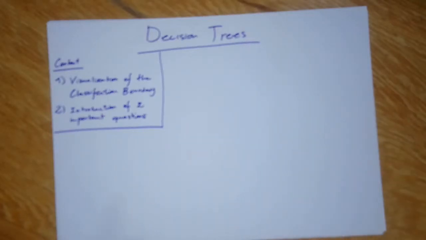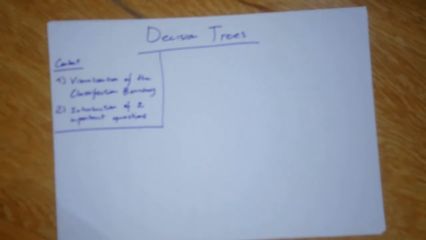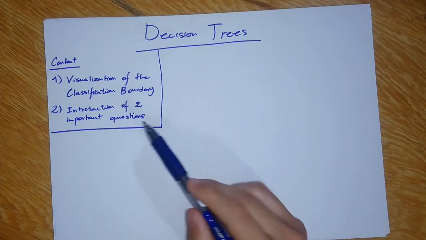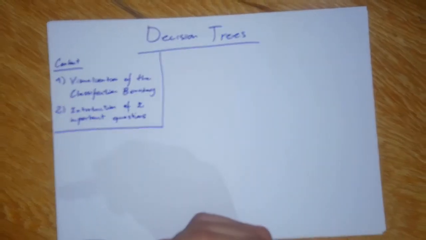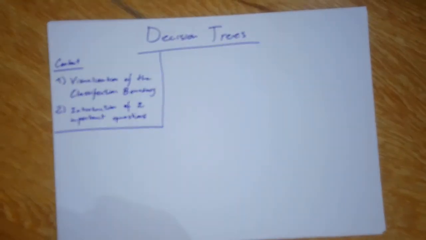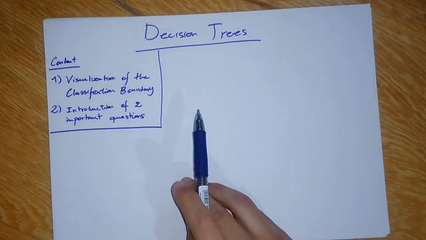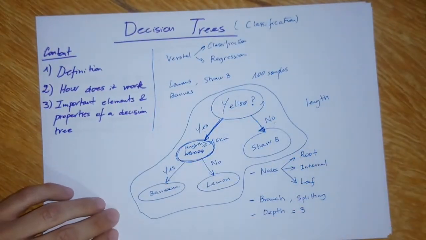Hello. In the previous video I introduced decision trees and how they work. Now in this video I want to visualize the feature space when we take the different decisions, and also talk about two important questions, which are important because without them we can't form a decision tree in practice, right? So now let's start by creating a boundary that is associated with this decision tree here.